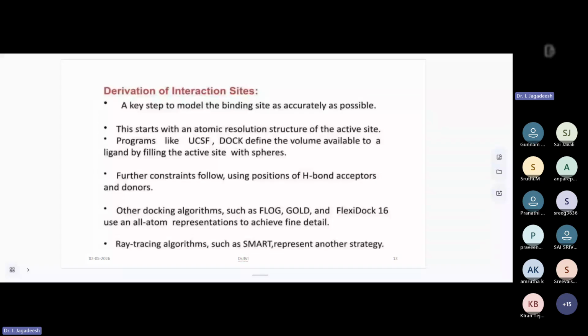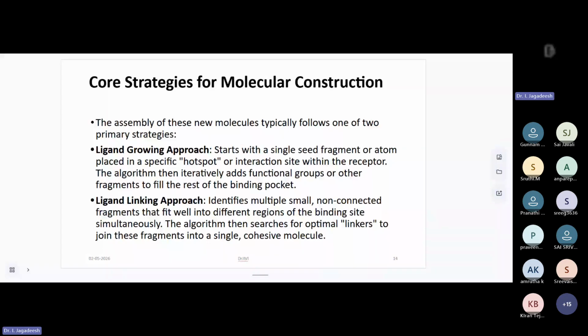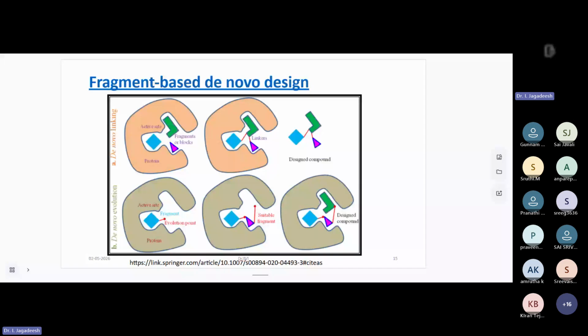So after the primary structure is known and the pocket is known, we have to derive the interaction sites, which we call the active sites. After having a molecular construction based on the active site we have got, there are two approaches: a ligand growing approach and a ligand linking approach. This is what we arrived at yesterday in fragment based design.